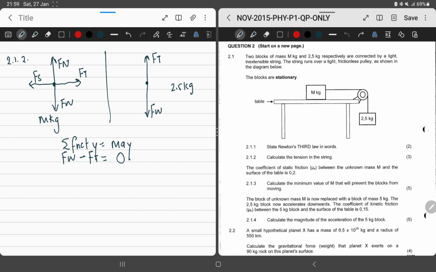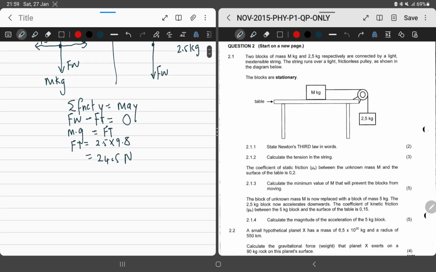The weight is mass multiplied by gravitational acceleration. This should be equal to the force of tension. Force of tension is 2.5 multiplied by 9.8, so this is 24.5 newtons.